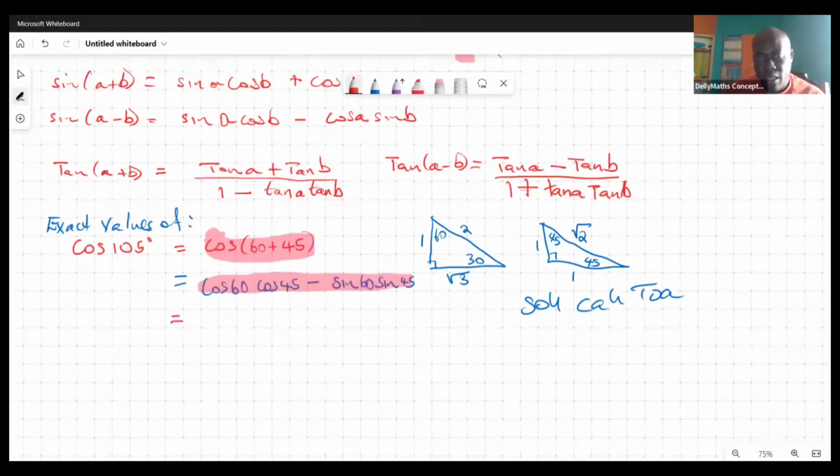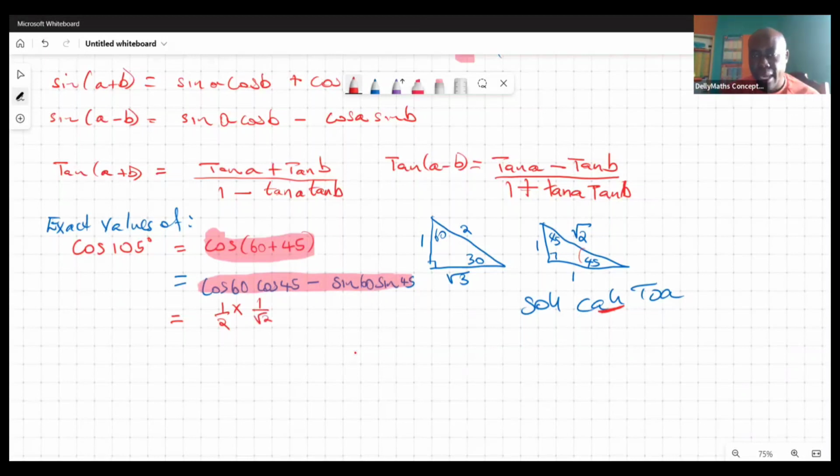Cos of 60. Go for the triangle with 60 and the cos of it. See the 60 right there. Cos of 60 is 1 over 2 because cos is adjacent over hypotenuse. 1 over 2. So this part is a half times cos of 45. Come where the 45s are. 1 over root 2. This is 1 over the root of 2.